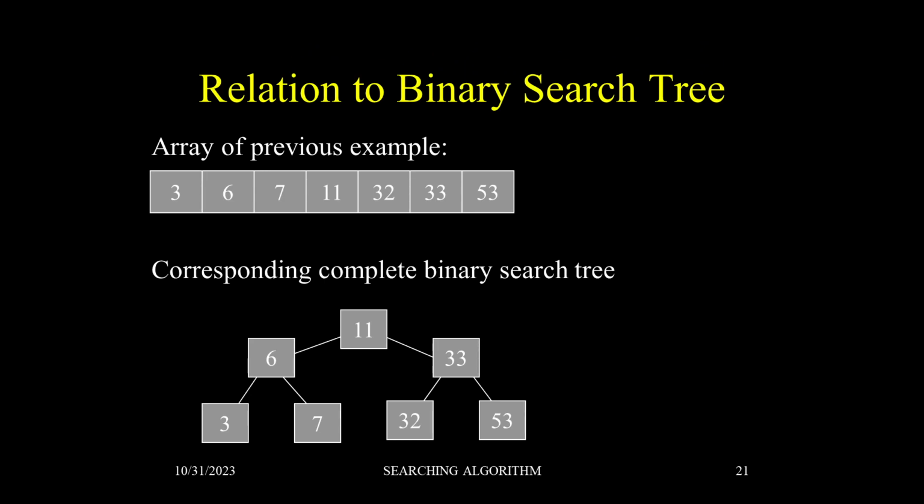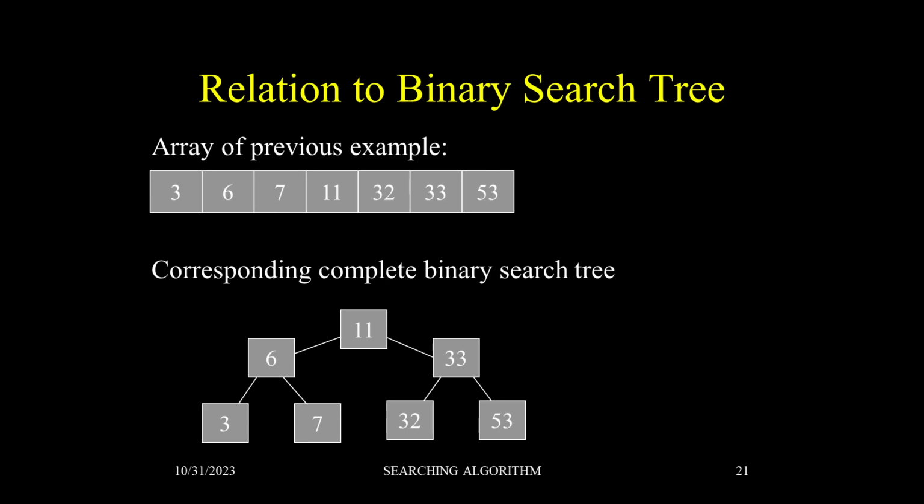Now the relation to the binary search tree. I told you about binary search, and when you go for the binary search tree, how to do that? So this is the array given. A of 0 is equal to 3, A of 1 is equal to 6, like that all these key values are given: 3, 6, 7, 11, 32, 33 and 53. Now if I go for a binary search tree, what is the principle of the binary search tree? In a binary search tree, we put it like this.